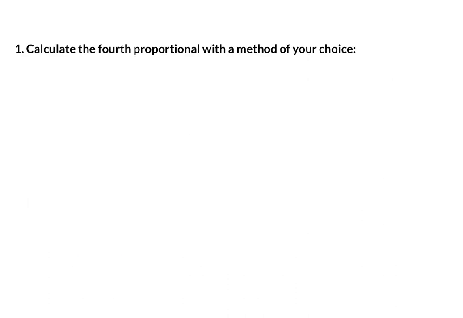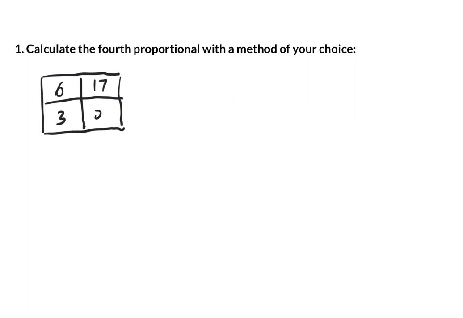So the first one here is calculating the fourth proportional with a method of your choice. Often you'll be presented with questions that will have the proportionality grid. You should be familiar with this by now. There may be labels, it may just be numbers. This one I'm going to show you here is purely numbers, where you have two relationships and they are proportional, and they want you to find the missing number.